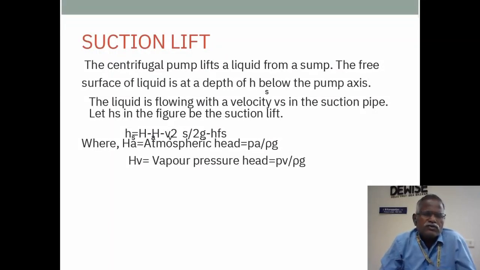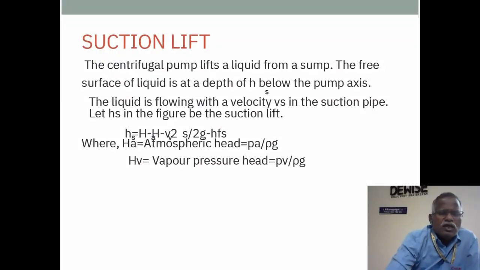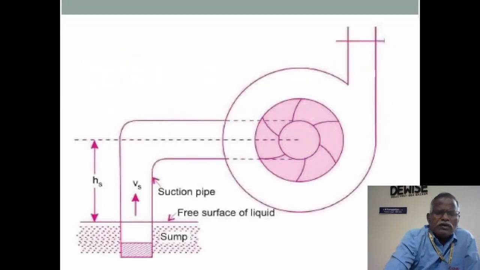As shown in the figure, H is equal to Ha minus Hs minus Vs squared divided by 2g minus Hfs. Ha is the atmospheric head, Hv is the vapor pressure head. This is again a diagrammatic view of the pump. Hs is nothing but the free surface of the sump to the center of the pump.